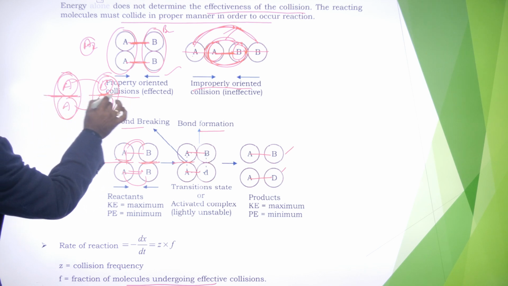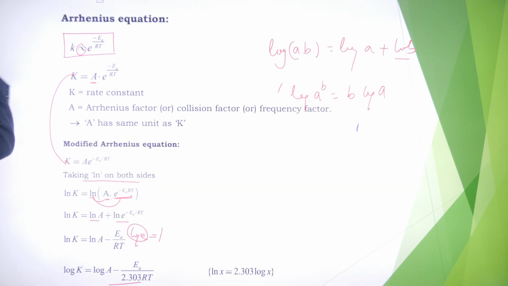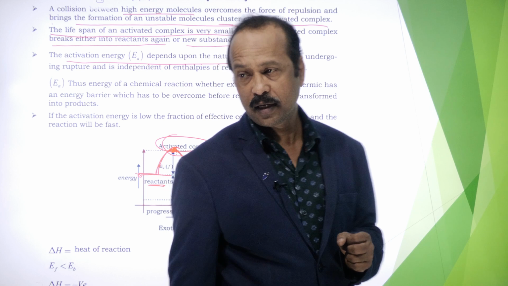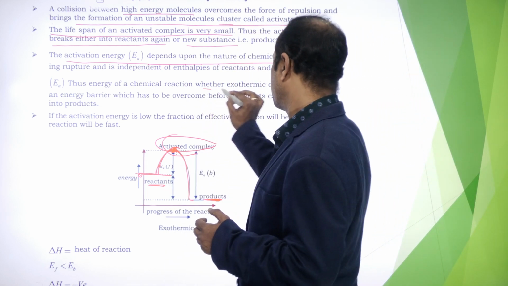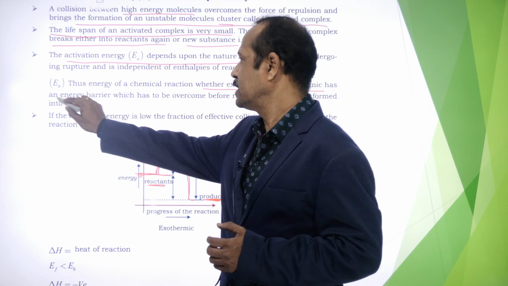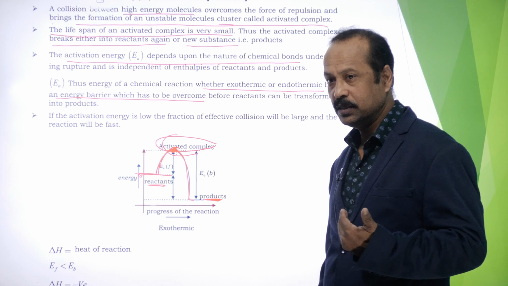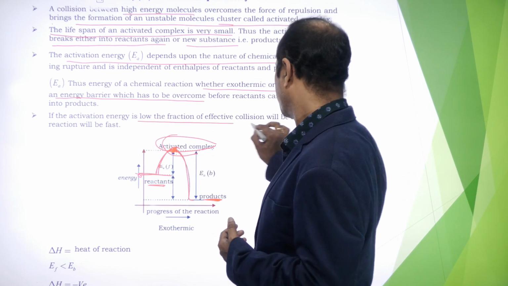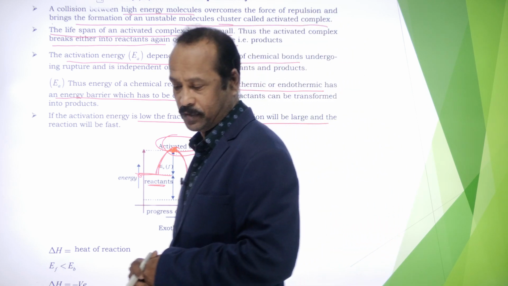So the bond should be broken first, they become individual, then the bonds are formed. That depends on the nature of the bonds in the molecules, right? And these reactions may be exothermic or endothermic. Already we discussed exothermic and endothermic, in which energy is released or energy is gained. And if the activation energy is low, the fraction of effective collisions will be large and the reaction fast.